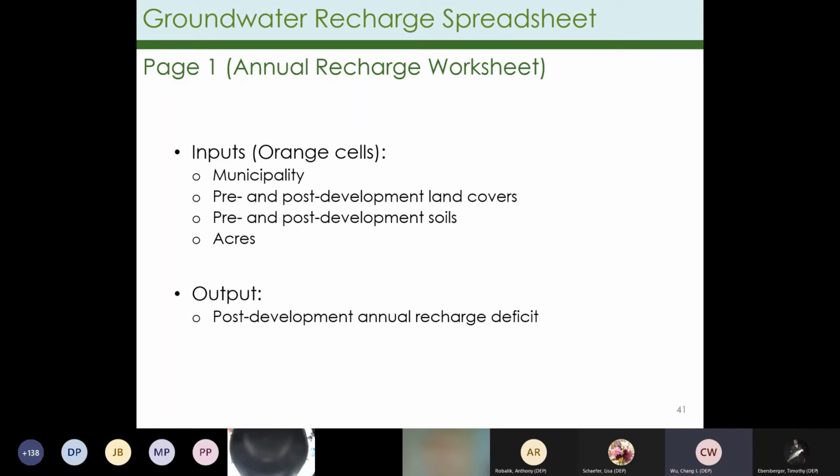And when you review the spreadsheet, the first thing you want to check is the municipality. Sometimes we see that the design engineers reuse the spreadsheet for different projects and have a different designation of the municipality, which will incorrectly assign the annual recharge for the area, and that will result in a wrong calculation. So the first thing, I always check the municipality.